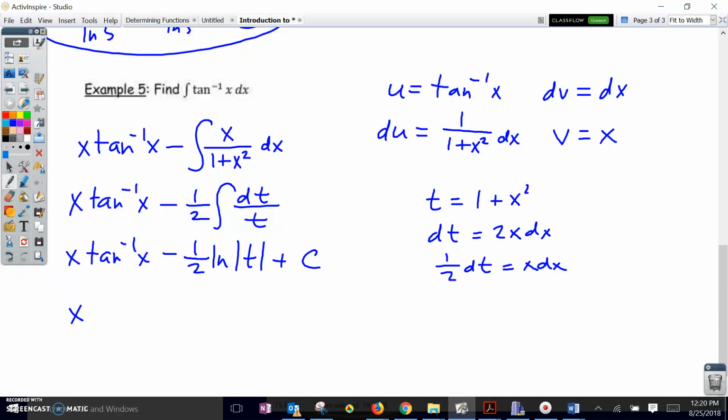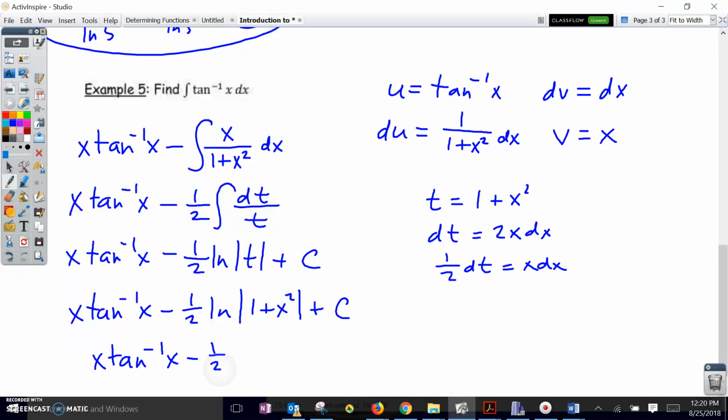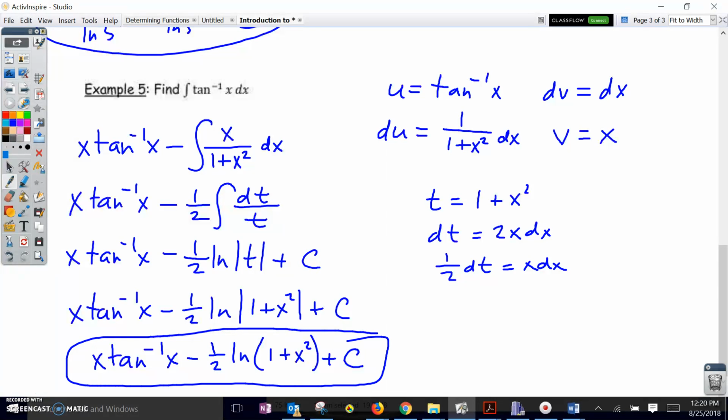And then we bring our t back here. And actually, we don't even need the absolute value signs here because we're guaranteed that what's inside the absolute value sign is always positive. And so here's where I'm going to stop with my final answer. All right, that's the end of this video.